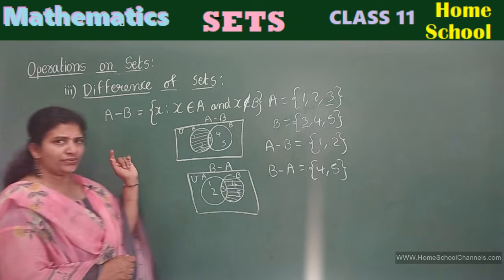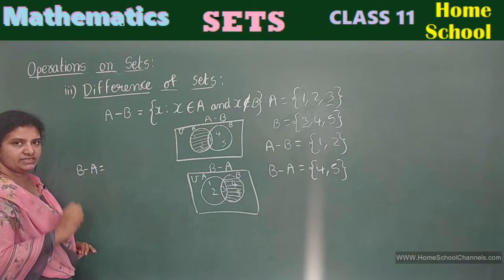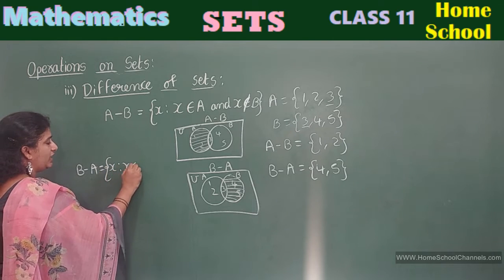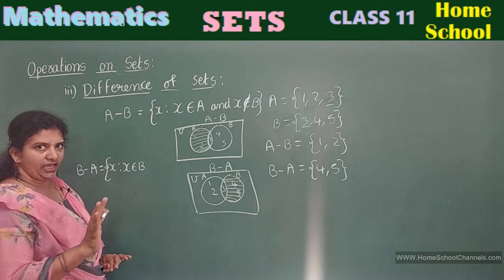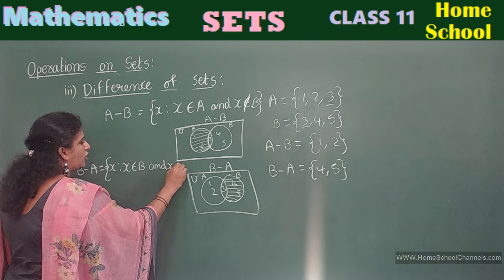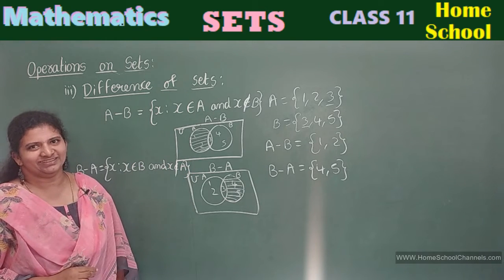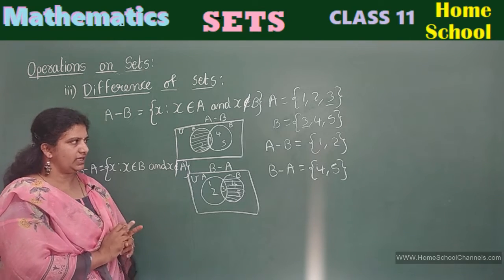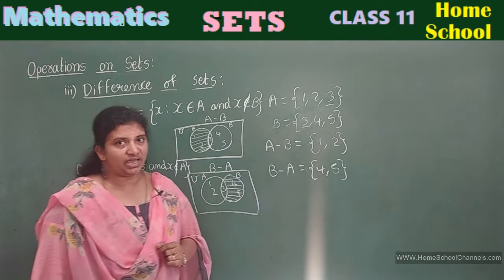And how do you write B minus A symbolically? B minus A is equal to x such that x belongs to B, but x does not belong to A, right? Is this clear?